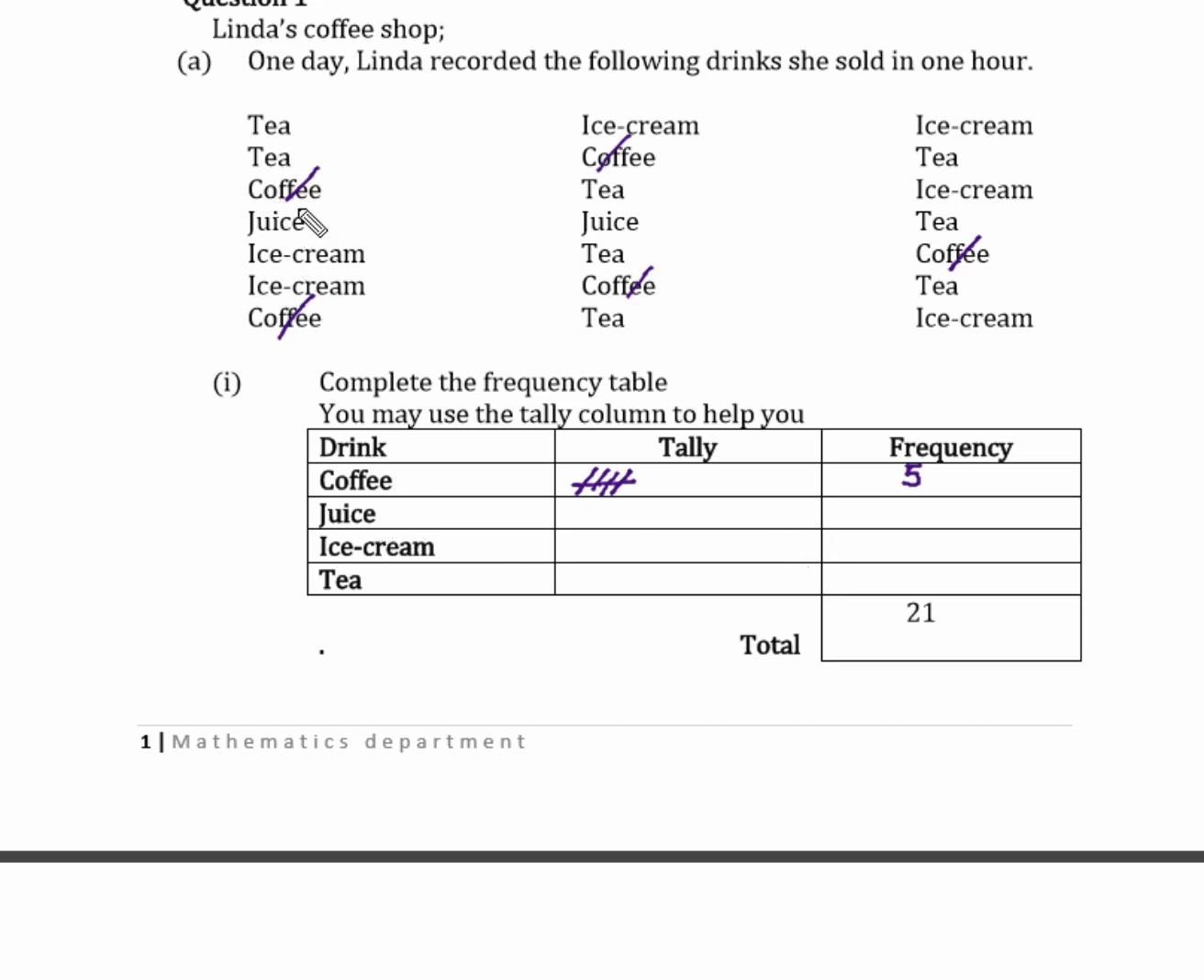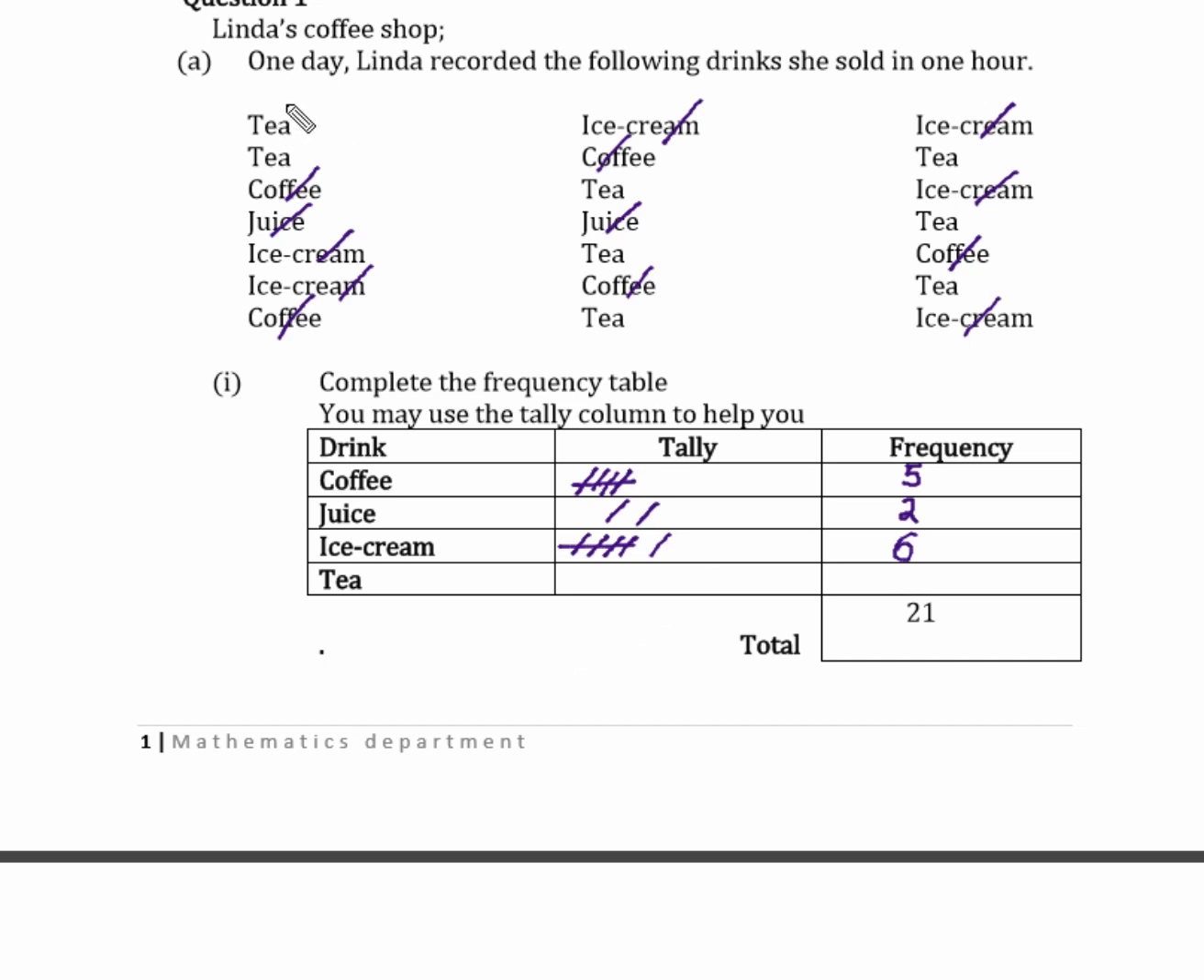Juice. We have 1 drink. Do we have the second one? Yes, it is there. And there are 2 drinks bought. Ice cream. We have 1, 2, 3, 4, 5, and finally 6. Good. Let's go for tea.